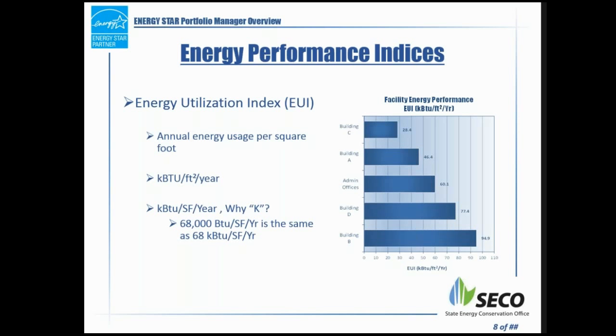The reason they have put K over there to represent 1,000 is so it's easy to relate to on a scale from 0 to 100, as opposed to talking in thousands. On the right-hand side, you will see an output that shows the EUI of buildings A, B, C, and D, with building types on the y-axis and the EUI for different facilities on the x-axis. This is just an example.